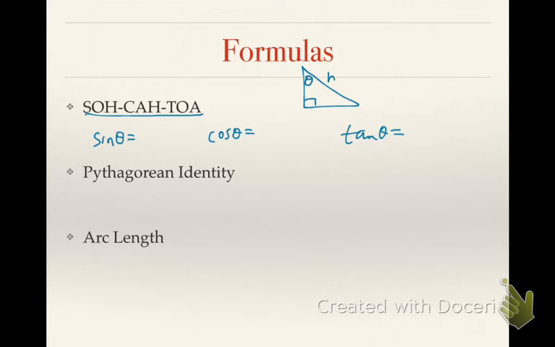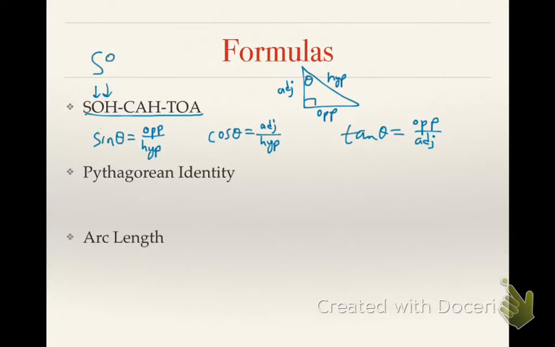The hypotenuse is always across from the right angle. The opposite is always across from the acute angle, and the adjacent is always the leg that is next to the acute angle. So make sure you label your diagrams appropriately if you're dealing with a right triangle situation. The sine is opposite over hypotenuse. That's why it's O and H. Cosine is adjacent over hypotenuse. And the tangent is opposite over adjacent.